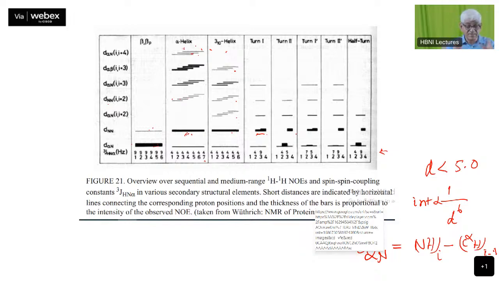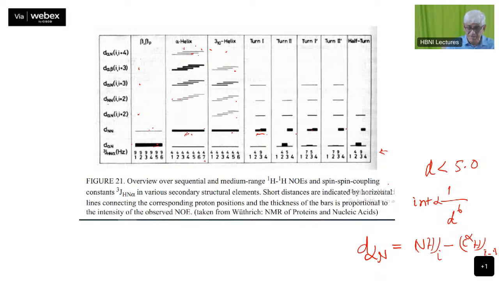These are called sequential and medium range. These ones are sequential peaks, and these ones are medium range peaks, because they extend beyond one residue: i to i plus 2, i to i plus 3, i to i plus 4. So these go beyond sequential residues. Sequential means immediately neighboring. So these are sequential and medium range proton-proton NOEs.